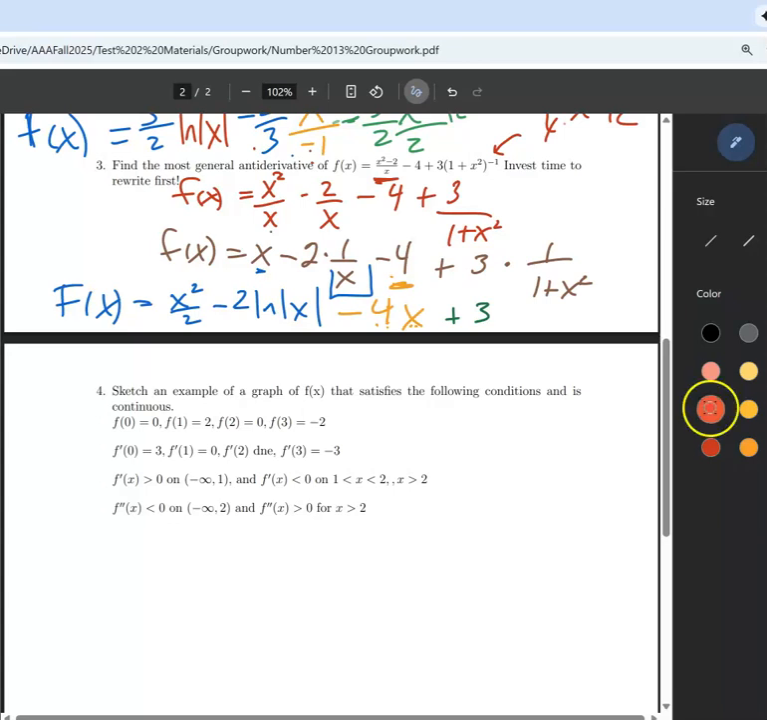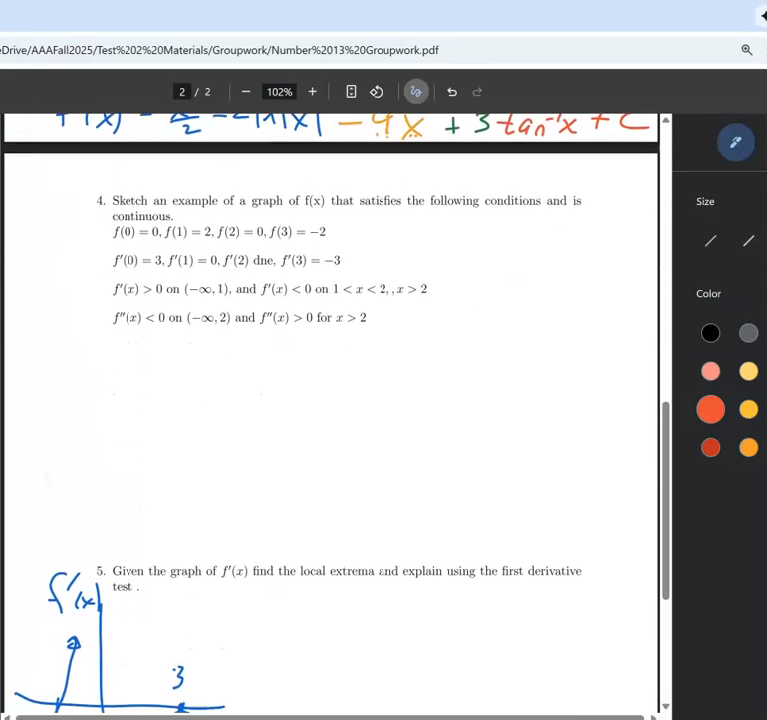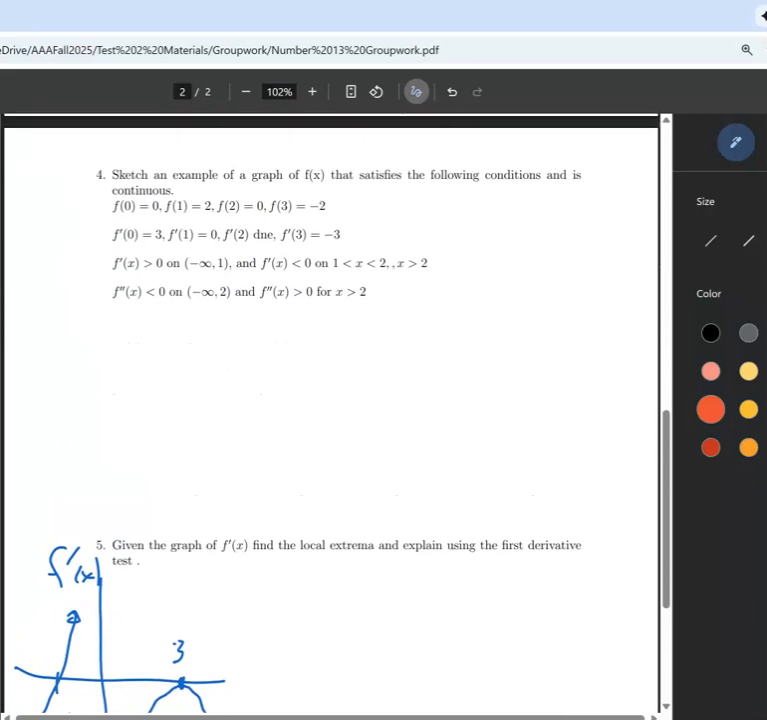And what's the antiderivative of this? Oh, you notice it. If I take the derivative of arctangent, I get that. And then I put a plus c there. Okay, so these are a little challenging.